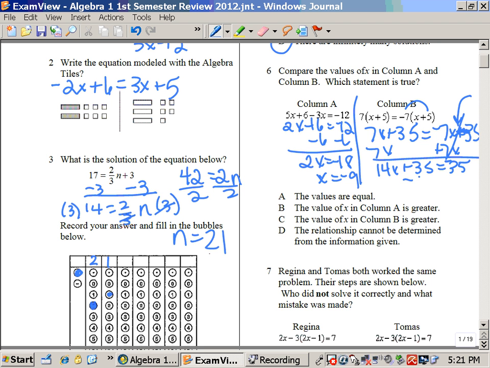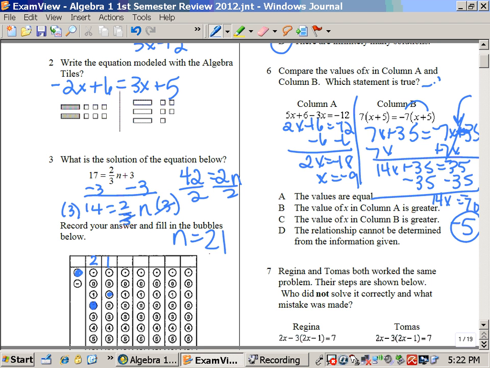Now I need to move the 35 over, so I'm going to minus 35 from each side. That gives me 14x equals negative 70. And 14 goes into negative 70 negative 5 times. So column B is negative 5 and column A is negative 9.